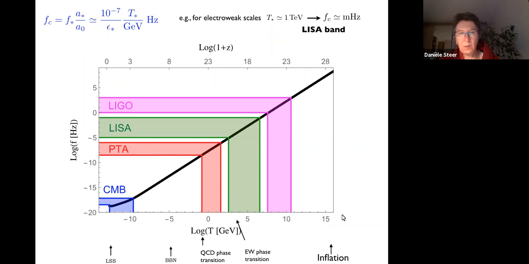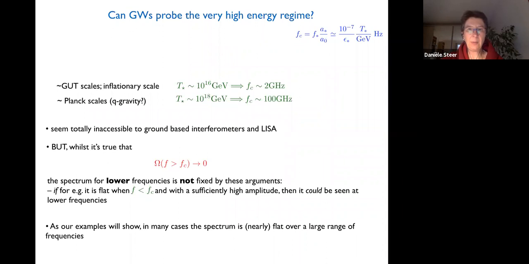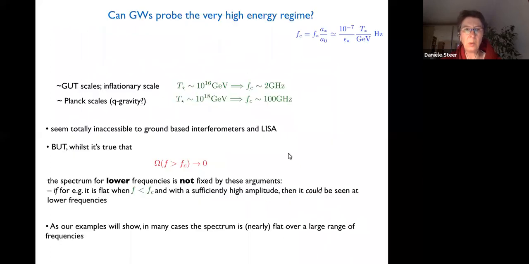Inflation happens, of course, at much higher energy scales, which doesn't correspond to any particular detector, so you might be a bit concerned about that. But you can ask yourself the question, can gravitational waves probe this very, very high energy scale of the order of 10 to the 16 GeV or not? So what goes on at the high energy scale? There could be inflation at 10 to the 16 GeV, for which the characteristic frequency is about 2 gigahertz.